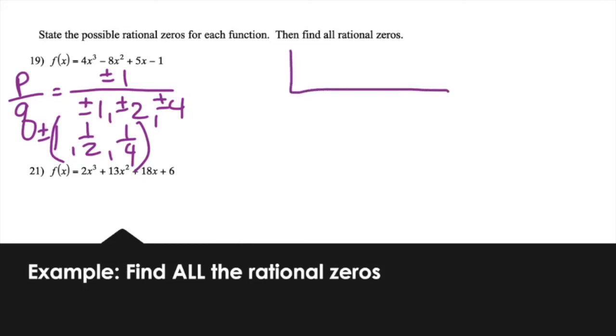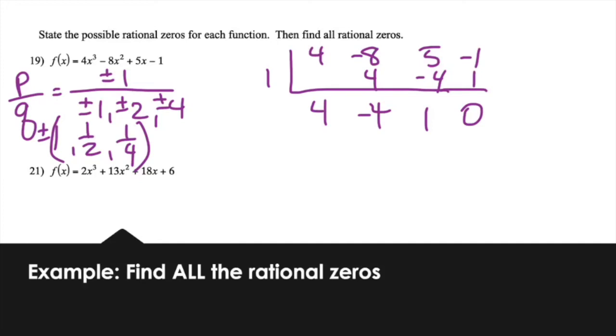We're going to take the coefficients here, doing our synthetic division. We have a 4, -8, 5, and -1. And I'm going to pick 1. Our goal is to get a 0 as a remainder. If we get a 0 as a remainder, we know it's a factor. Bring down our 4, multiply, we get 4, add, we get -4, multiply, we get -4, add, we get 1, multiply, we get 1, and we get a remainder of 0. We got it. So we know that one of the zeros is 1.